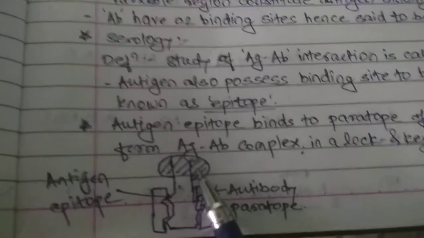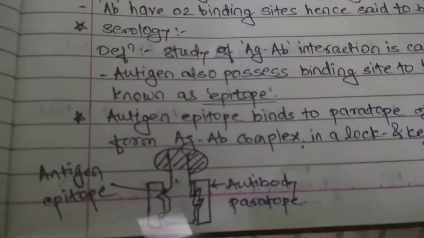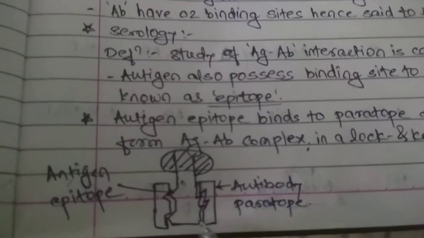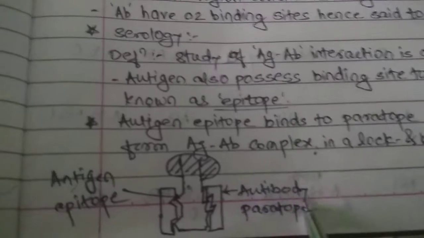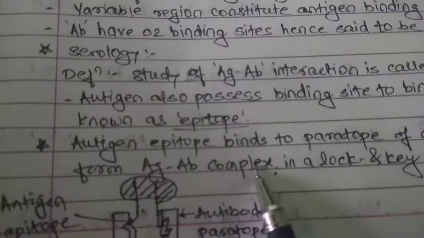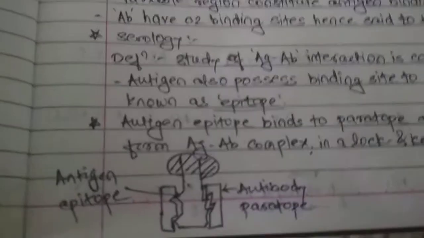Now as you see here, this is a diagram. I show you, this is the antigen. The antigen binding site is called the epitope, and the similar region which is present on the antibody molecule is called the paratope. So the epitope paratope complex, that is the antigen antibody complex, is formed in a lock and key manner. So this is how the antigen interacts with the antibody.